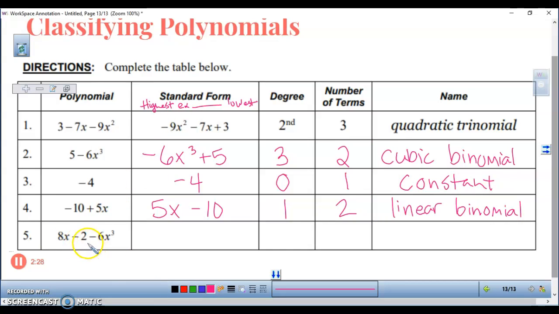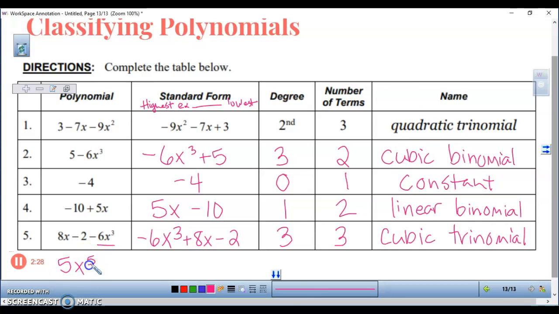Next, we have 8x minus 2 minus 6x to the third. So in standard form, my highest exponent is negative 6x to the third plus 8x minus 2. I'm just rearranging that. So it has a degree of 3, and it has 3 terms. 1, 2, 3. So this is a cubic trinomial. So I'm just adding this first name here. Anything else, like if it were 5x to the 5th, that would have a degree of 5, 1 term. Would just call that a monomial because there's no specific name for anything above x to the third.